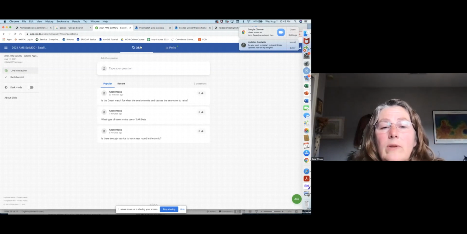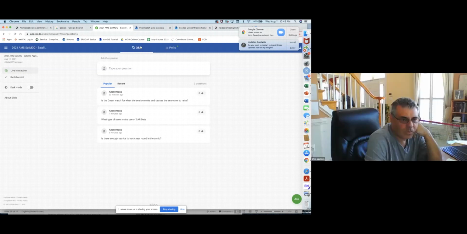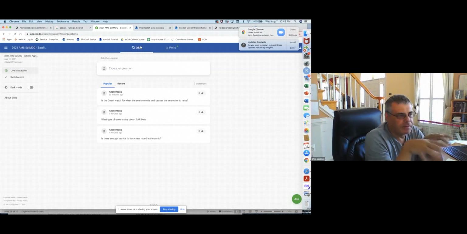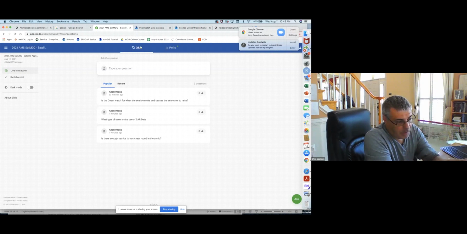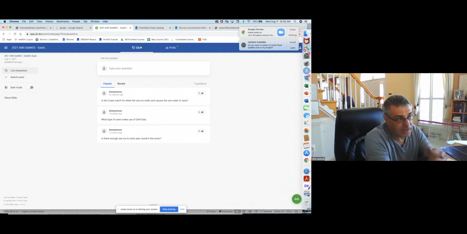Is the Coast Watch for when sea ice melts and causes the seawater to rise? The Coast Watch program in general at NOAA is to allow a single portal for users to access a variety of the satellite data to look for things like the effects of what happens with sea level rise. I think that's the whole point of the question.